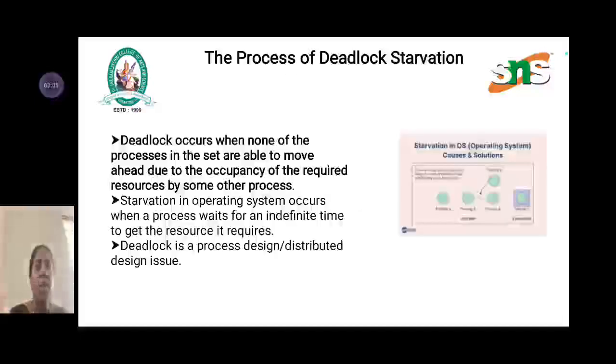Deadlock occurs when none of the processes in the set are able to move ahead due to the occupancy of the required resources by some other process. Starvation in operating system occurs when a process waits for an indefinite time to get the resource it requires. Deadlock is a process design, distributed design issue.